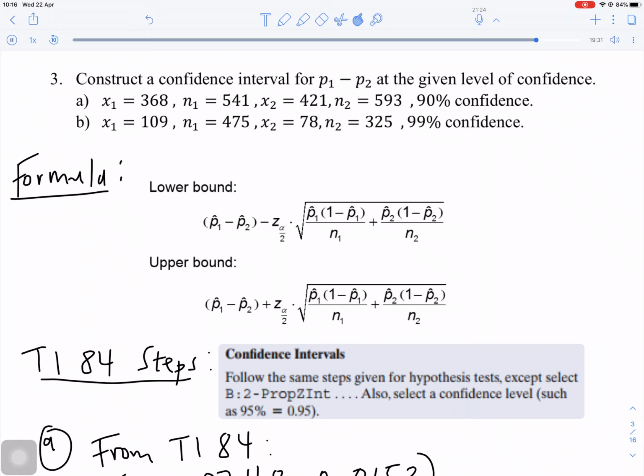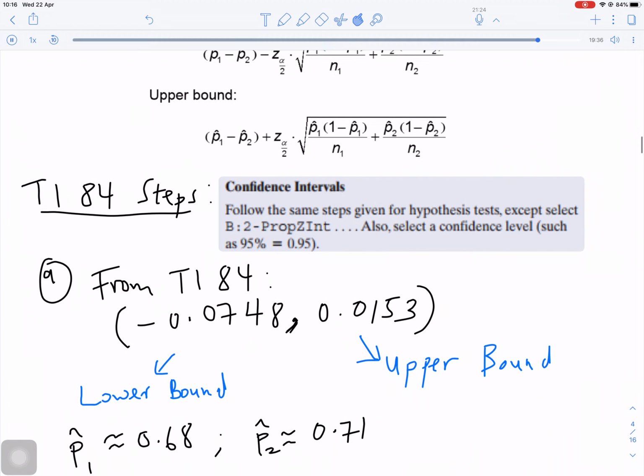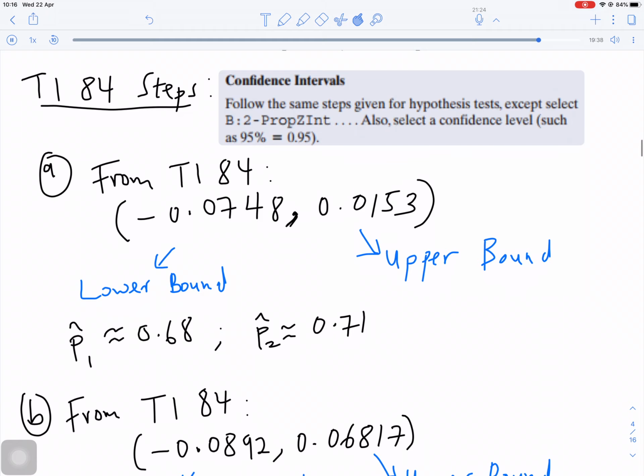And we have our results coming out, and you realize that the first output is in parentheses. That gives us the lower bound and the upper bound. The lower bound is negative 0.0748, upper bound is 0.0153. And the values that we would have calculated by hand, that is the P1 cap and P2 cap, are given to us by this calculator output.